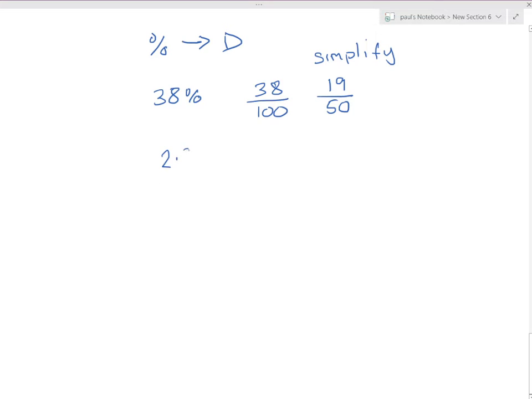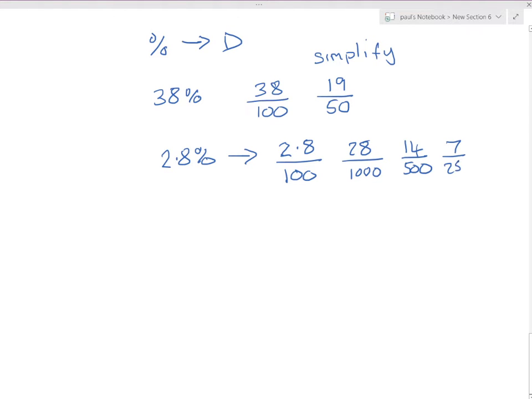So 2.8% into a decimal is 2.8 over 100. Bit awkward with the big numbers there. So let's multiply top and bottom by 10. So we get 28 over 1,000. And then divide by 2, 14 over 500. Divide by 2, 7 over 250. I don't think I can go further than that. So you can change a percentage into a decimal.